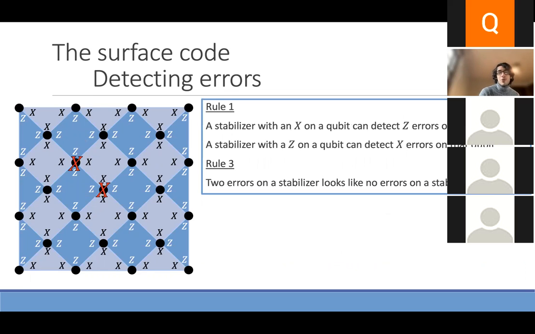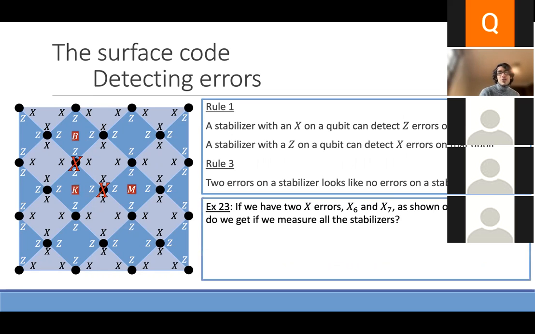And then here I put up rule 1 and rule 3, and I'm going to ask you, okay, if we have 2 X errors where I've drawn them, what do we get when we measure all the stabilizers? What stabilizers give us back -1? BKM. So think about K for a minute. What's going on with K though? Oh yeah, minus times minus, so it would remain plus, I guess. Exactly.